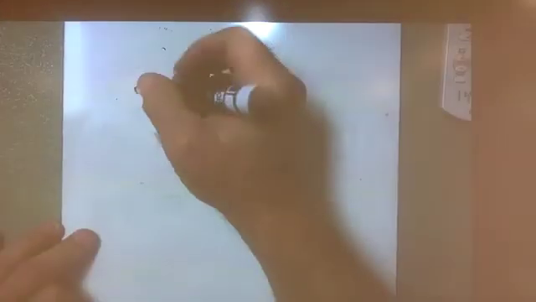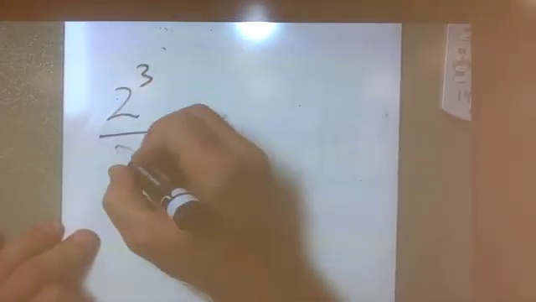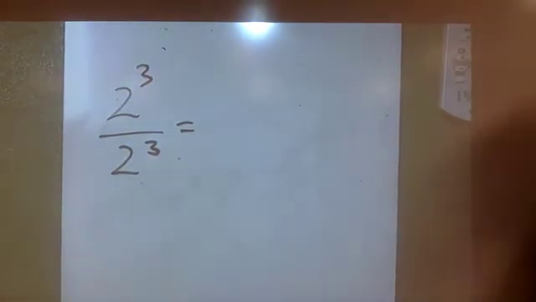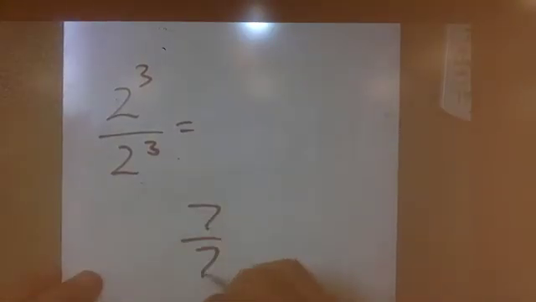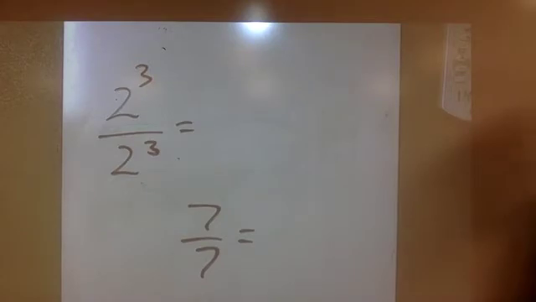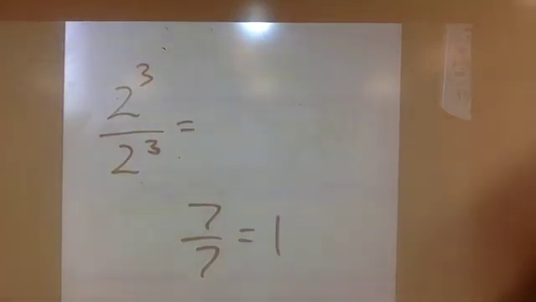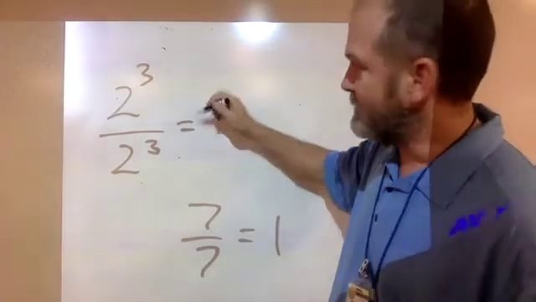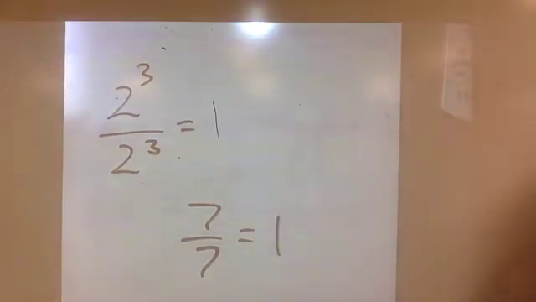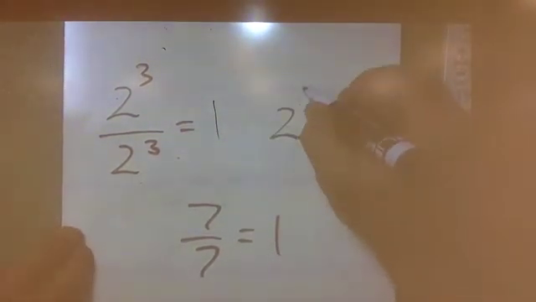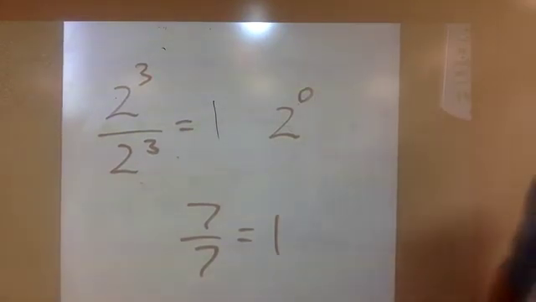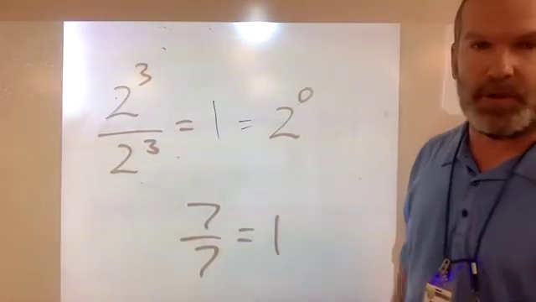Well, there's one more. What if the exponents are the same? What if you have 2 to the third over 2 to the third? That's basically the same thing as 7 over 7. When the numerator and the denominator are the same, they reduce to 1. So that's 1. But what if you use the subtraction rule? When you divide, you subtract. So you do 3 minus 3, and you get 2 to the 0. Well, you'd be right. You would get 2 to the 0.